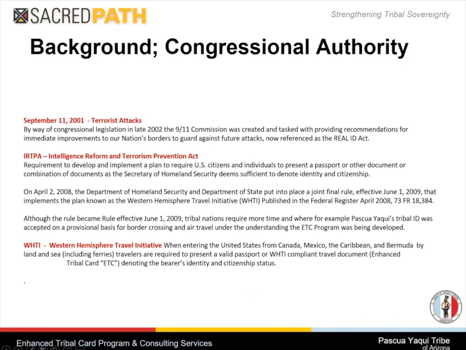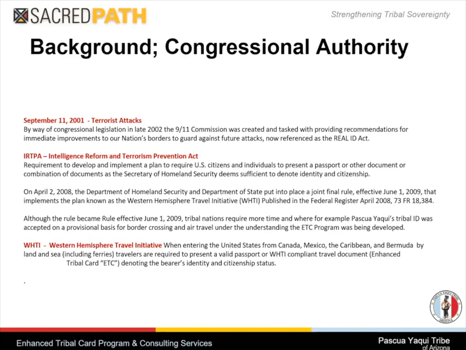But what's the background and history behind the program? So after 9/11 and the terrorist attacks, the federal government realized that there was a need to provide improved recommendations for IDs that would denote the person's identity and their citizenship to keep protecting the nation's borders. So a plan was developed by the 9/11 Commission under the Secretary of Homeland Security that will later be known as the Western Hemisphere Travel Initiative, or WHTI. But before this final rule was enacted, there was a brief comment period, and the federal government asked tribes to participate in a government-to-government consultation on how this rule would affect them.